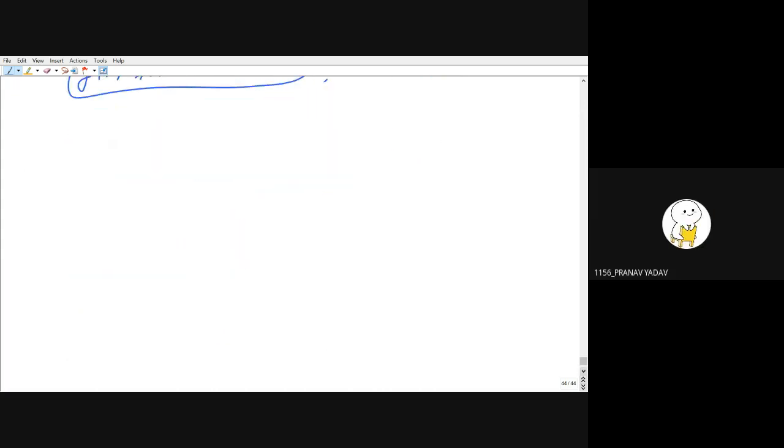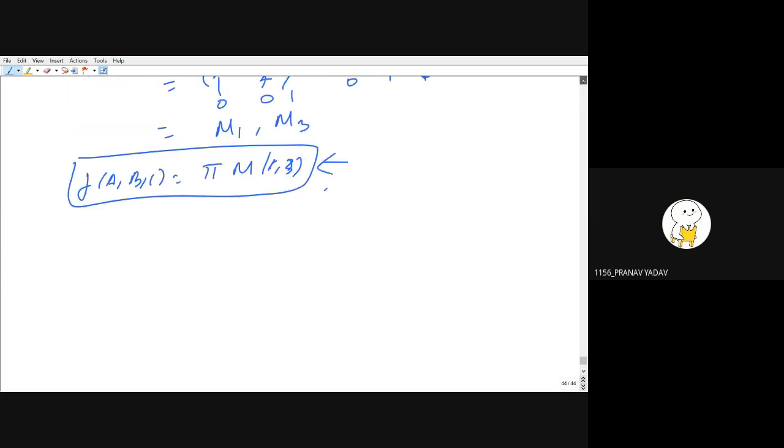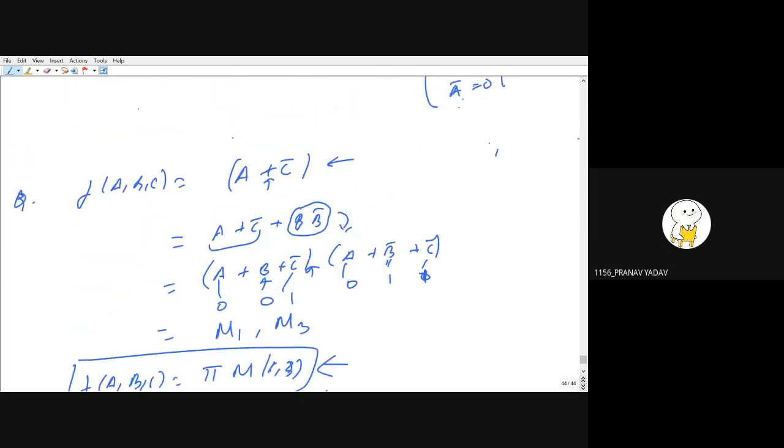Sir, in the previous example, how did you come to the third step from the second one? See, here what I have done is I have added B into B bar, because this was the missing variable, B into B bar.